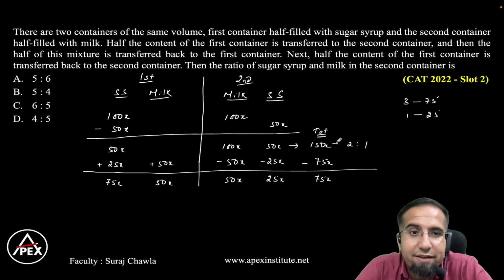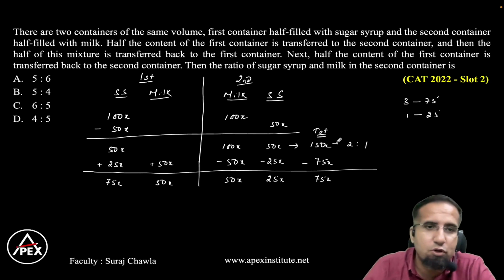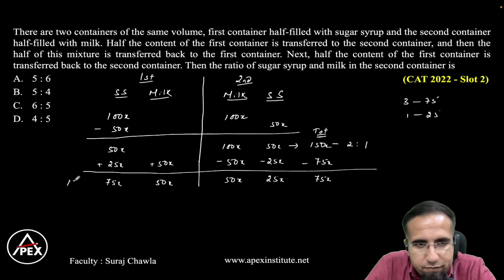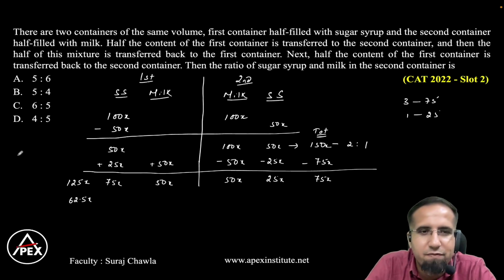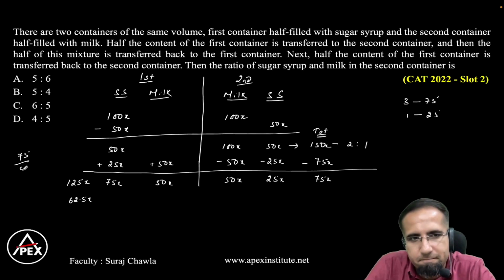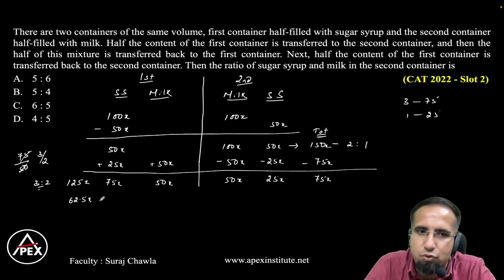Now I'm told that next, half of the contents of the first are transferred to the second. Now the total in the first is 125, so half of this will become 62.5x. Now 75 is to 50. This is 25 threes are 75, 25 twos are 50. That means they are mixed in the ratio of 3:2.